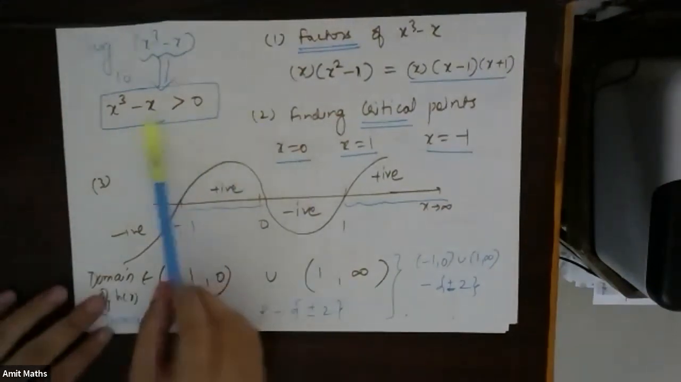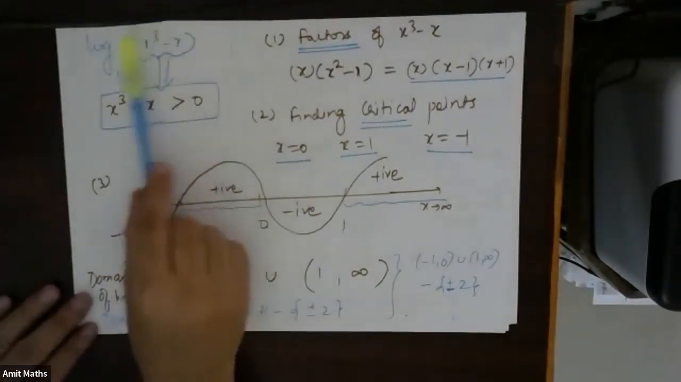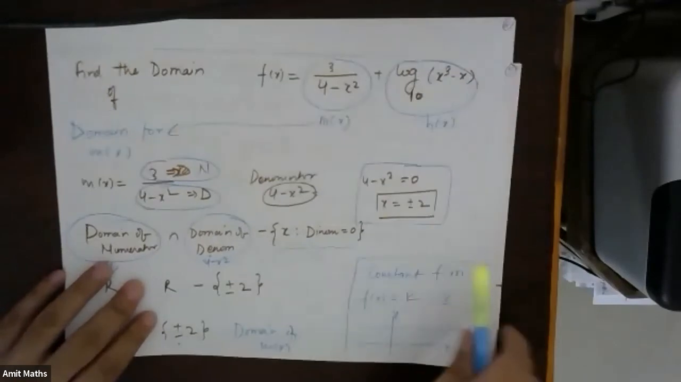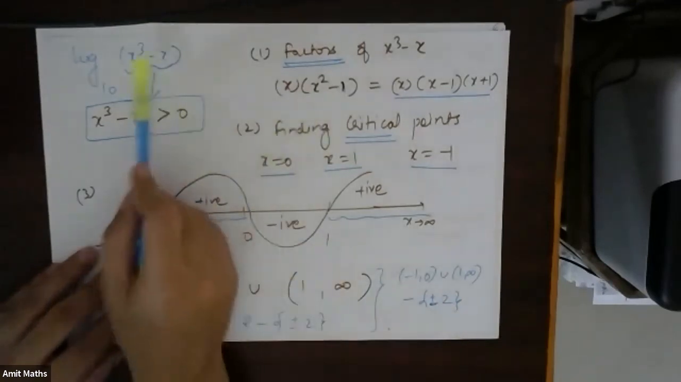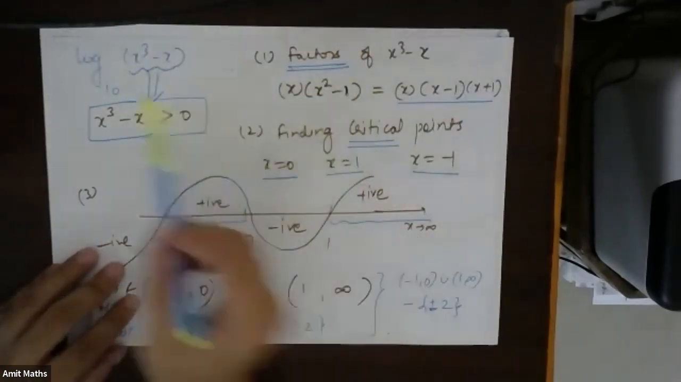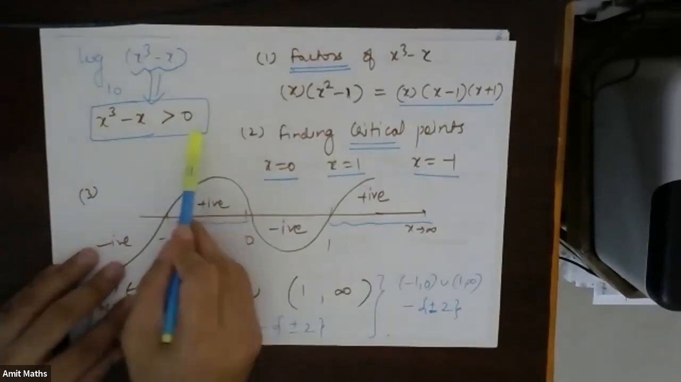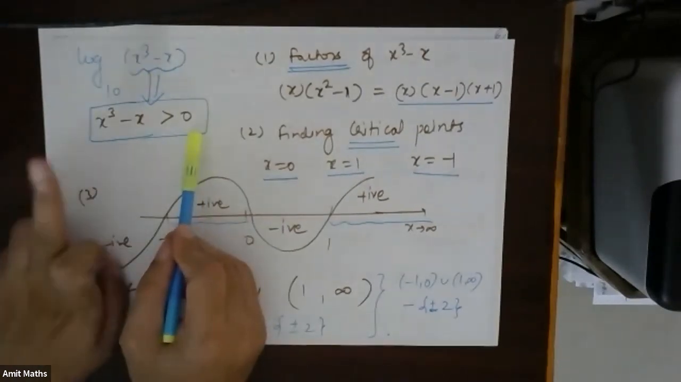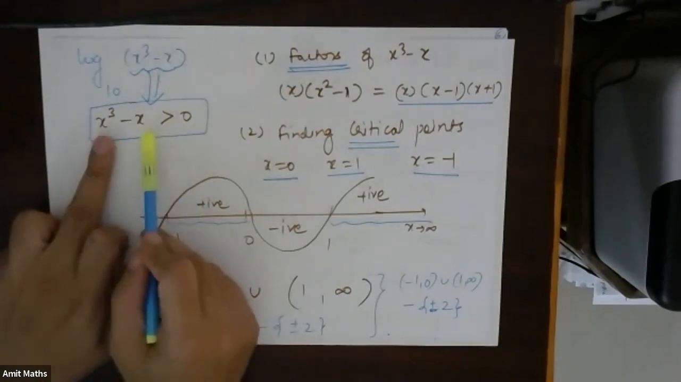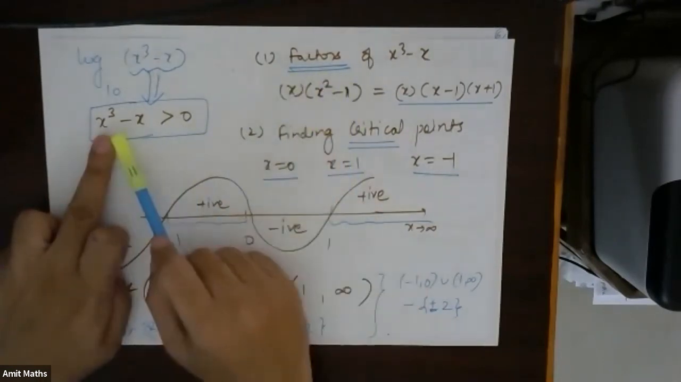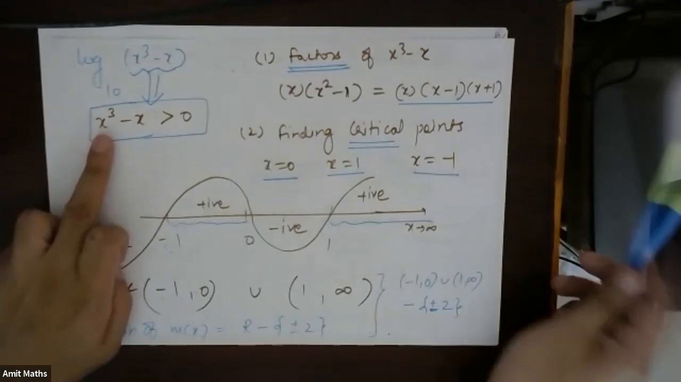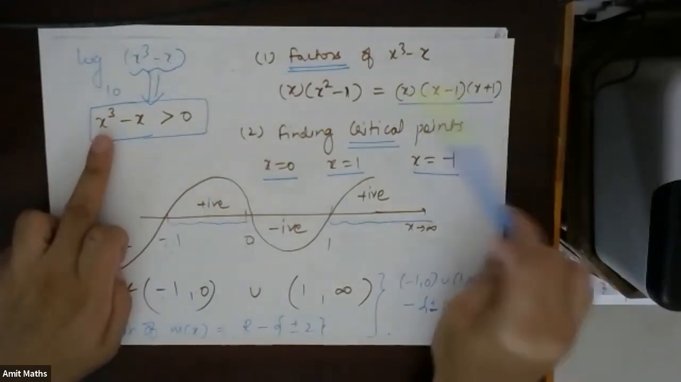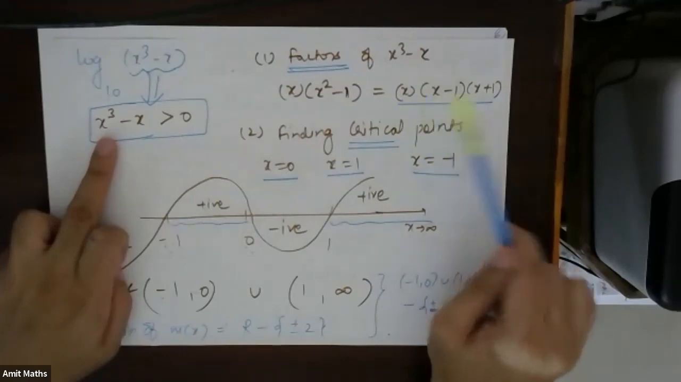In this last part, we tried to find the domain of the second part of this function, which was h of x. To find the domain of h of x, we just have to find where this is greater than 0. So x cube minus x should be greater than 0. This is the wavy curve method. I have already given you the algorithm. First, find the factors. For this one, the factors will be x into x minus 1 into x plus 1.